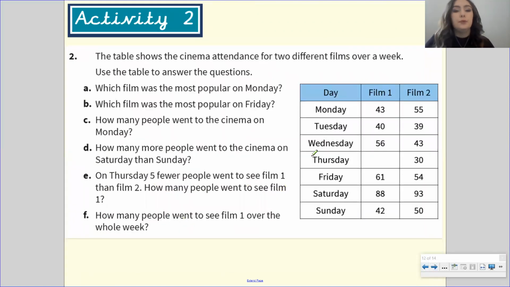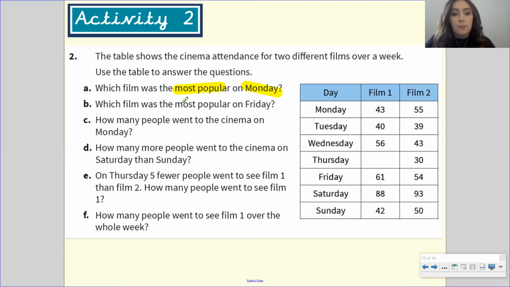Okay, activity number 2. So the table here shows the cinema attendance for 2 different films over a week. You need to use the table to answer the questions. So you've got the day, Monday, Tuesday, Wednesday, Thursday, Friday, Saturday, and Sunday, and you've got the film 1 and film 2. So A says which film was most popular on Monday?